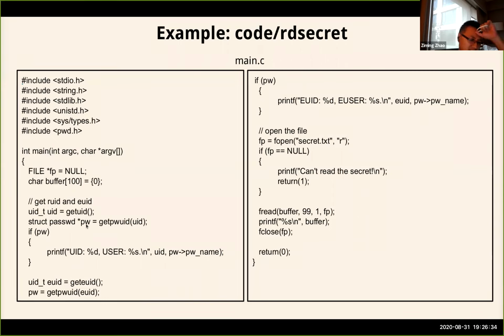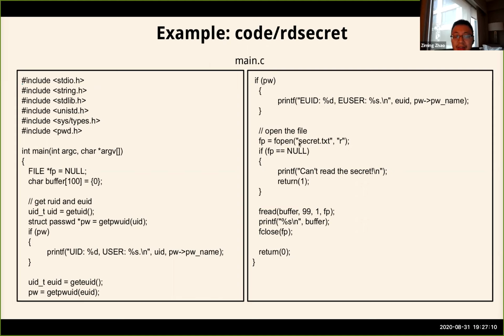So this one is not the real password. What is this? We get this UID's username. First, we get the UID. This is a system call. Eventually, this is a system call. Then we get the UID, from which we can have the UID and the username of this UID. Then we get the effective UID of this program as well. We get the effective username as well.